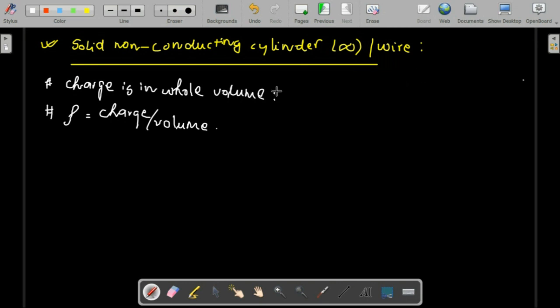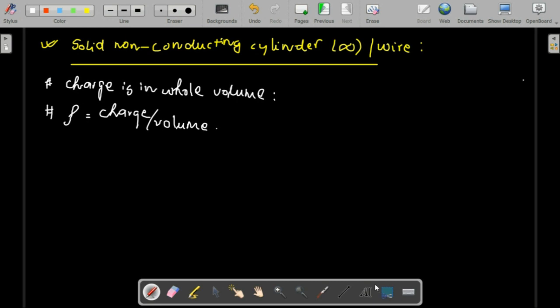So when we have a solid non-conducting cylinder, we can also say it's a wire. The charge is not distributed on the surface like a conducting cylinder or a hollow cylinder. The charge is actually distributed in the entire volume, and the charge density is nothing but charge by volume. In the last class we talked about the surface charge density. Here we're going to talk about the volume charge density.